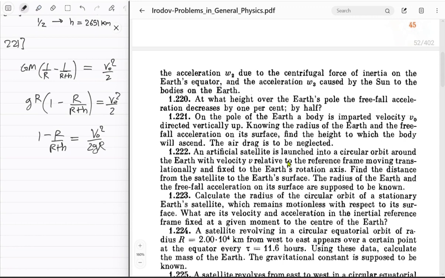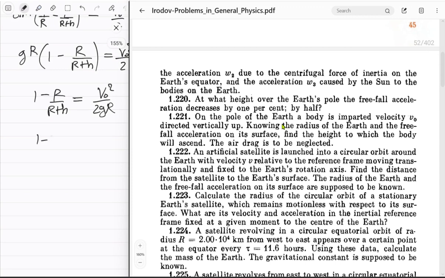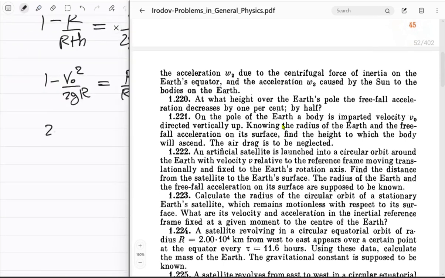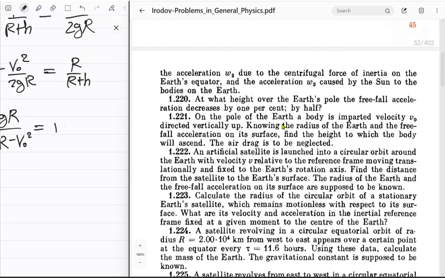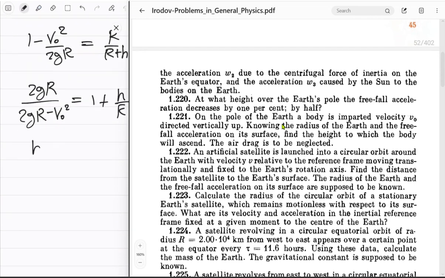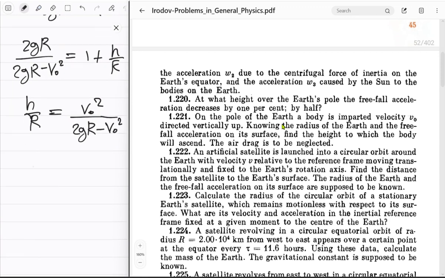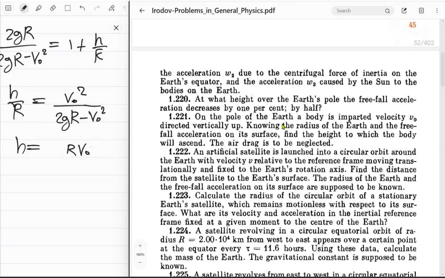And what is given to us, by the way? Radius of Earth is given? Perfect. So 1 minus v naught squared upon 2gr is just equal to r upon r plus h, right? This is basically just equal to 2gr upon 2gr minus v naught square is equal to 1 plus h upon r. So h upon r is just this thing minus 1, which is v naught squared upon 2gr minus v naught squared.